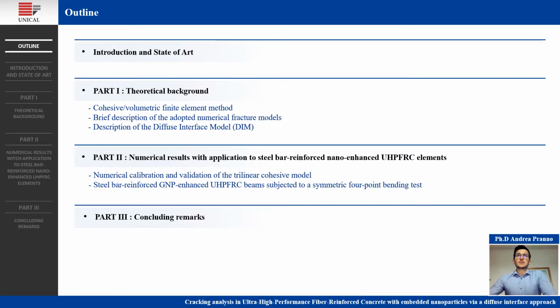The presentation is organized in this way. Firstly, I will start by introducing the topic and the motivation. Next, the theoretical background of the adopted numerical fracture models will be briefly recalled. Then I'll focus on the numerical results, and I will end with some concluding remarks.